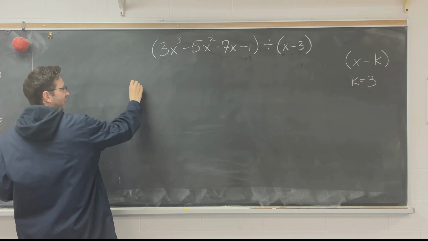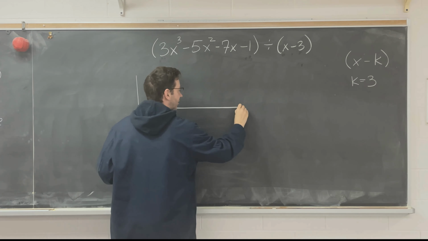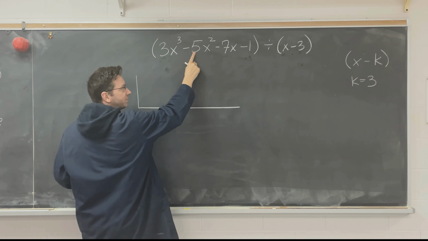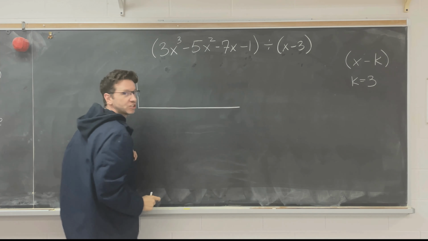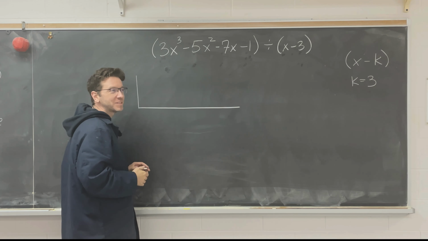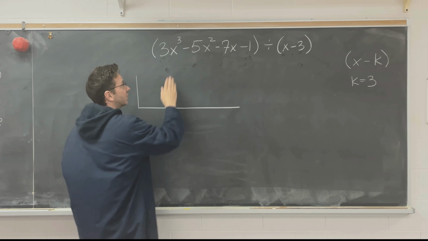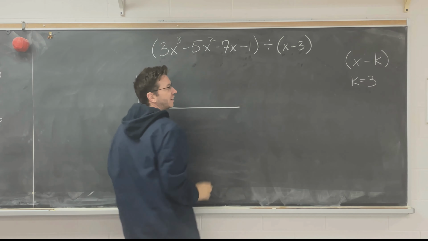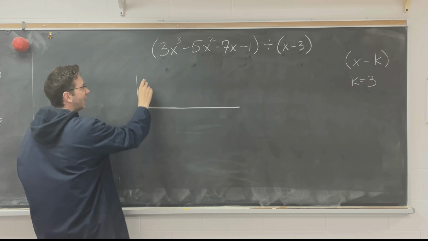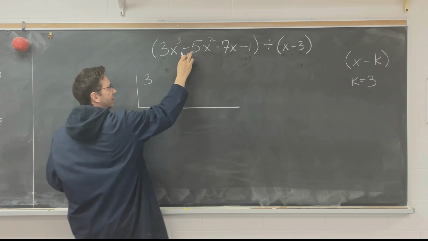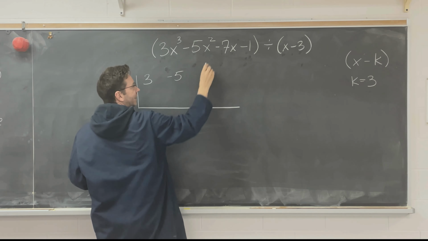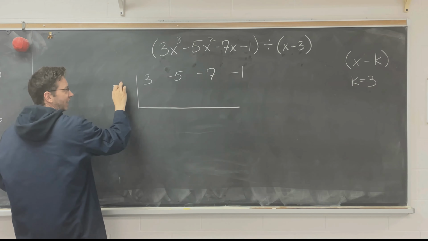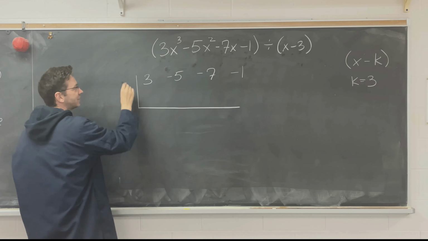And so what we're going to do, we're going to set up the problem like this, where up here in this row, we're going to put the coefficients of each term. Now make sure you put the terms in descending order. So x cubed, x squared, x to the 1, and then finally a constant. So when we do that, we'll have 3, negative 5, negative 7, and finally negative 1. And just outside here, we're going to put our k value, which is 3.